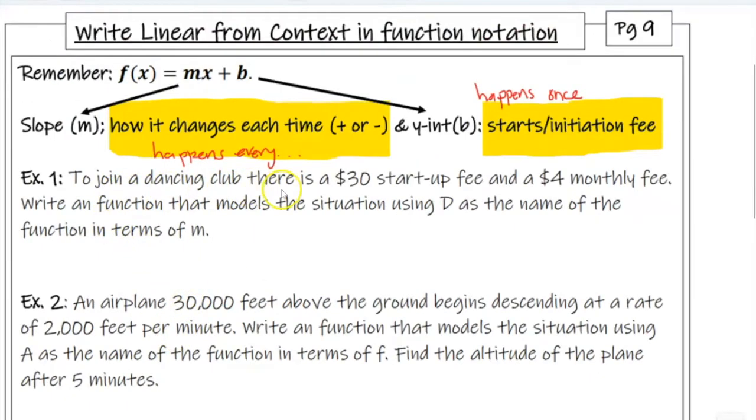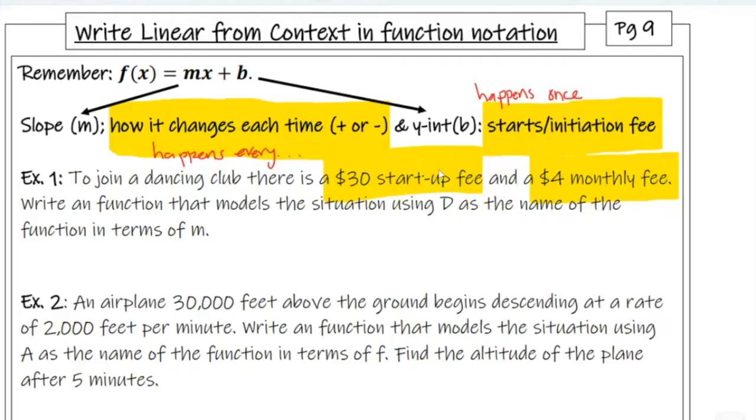To join a dancing club, there's a $30 startup fee. Okay, so think about that for a second. What do you think the startup fee is? Do you think this is something that happens once, or do you think this is going to happen every so often? There's a $30 startup fee and a $4 monthly fee. Now think about the $4. Is that something that happens once, or is that something that happens every so often? So you should have said the $30 startup fee is a one-time charge, and the $4 monthly fee is what it sounds like. Every month I pay $4.